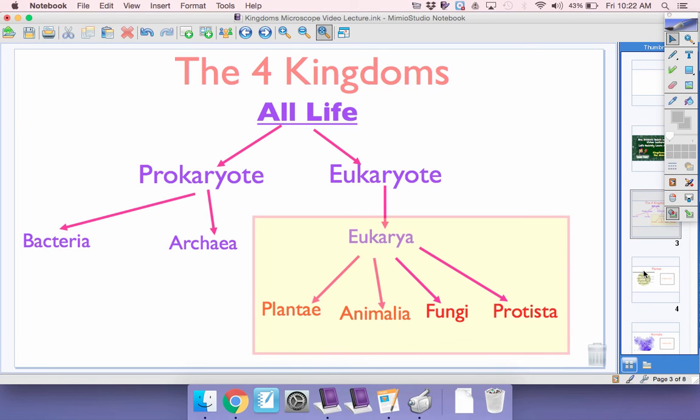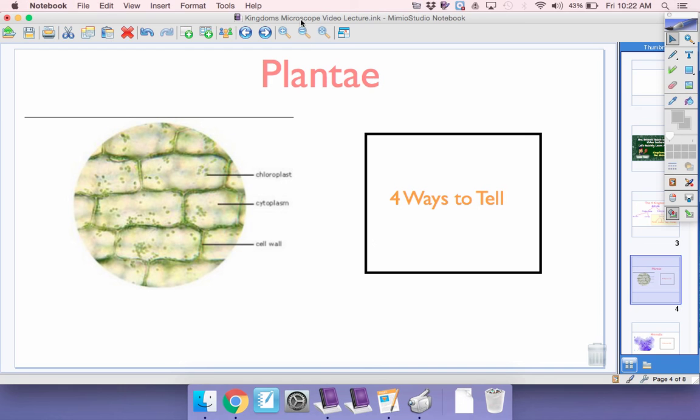Now we're going to walk through what each of these things look like under a microscope, because that will be part of your test, is identifying pictures from a microscope. We didn't have time to use the microscopes, so I'm just going to show you really good pictures and tell you how to distinguish between the four kingdoms. The first we'll look at is Plantae, or plants.